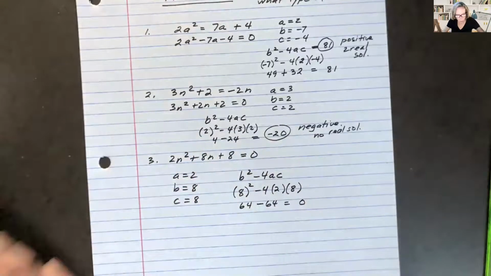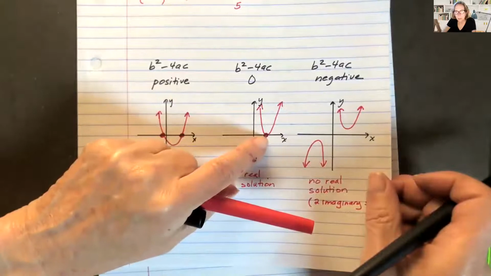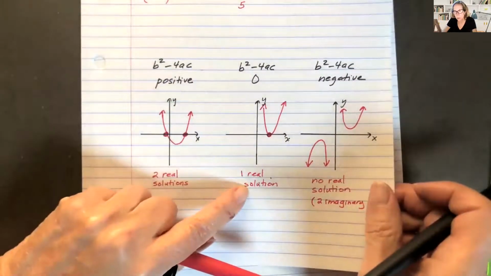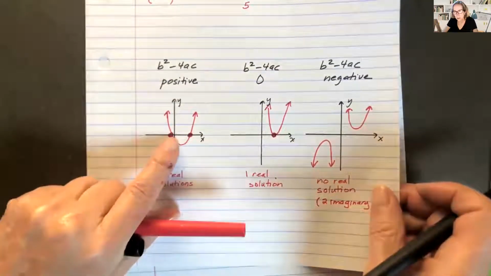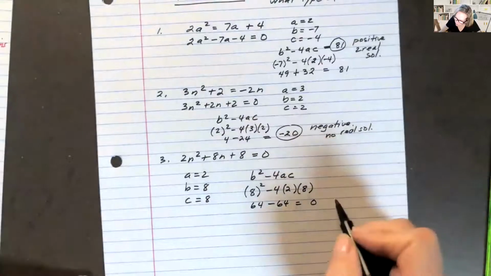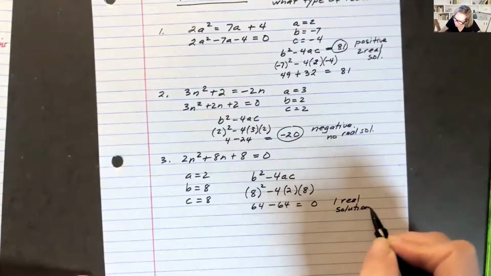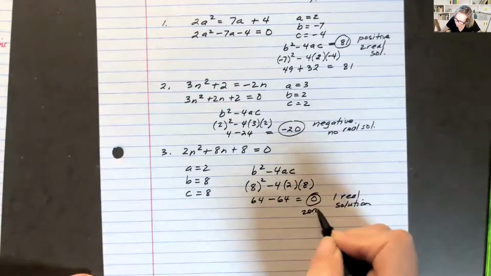Okay, when the value of b squared minus 4ac is 0, that's that situation where the vertex is on the x-axis itself, and it represents one real solution. It doesn't go low or high enough to cross in 2 places. So this is one real solution. Basically we call it a double root, okay, when it is a 0.